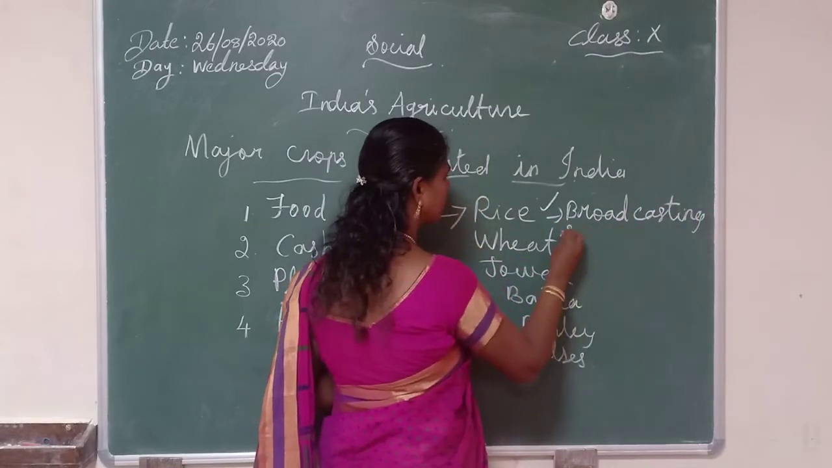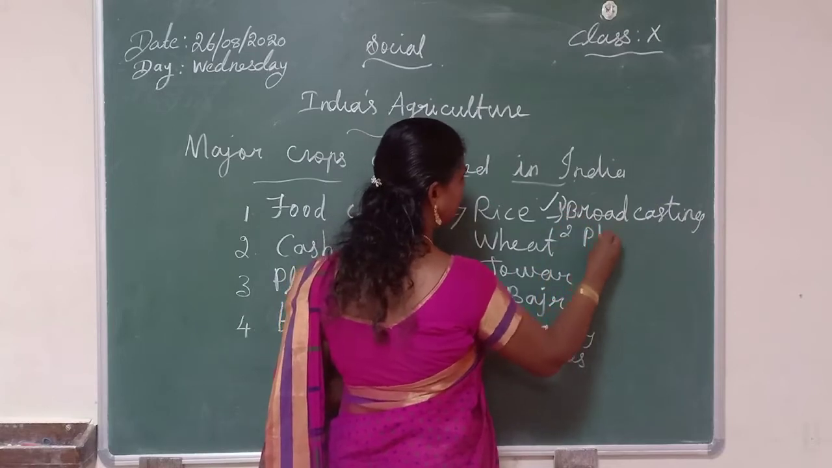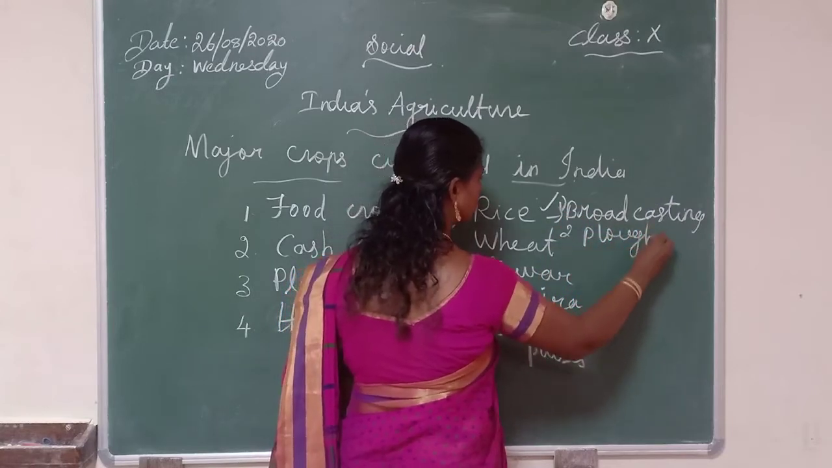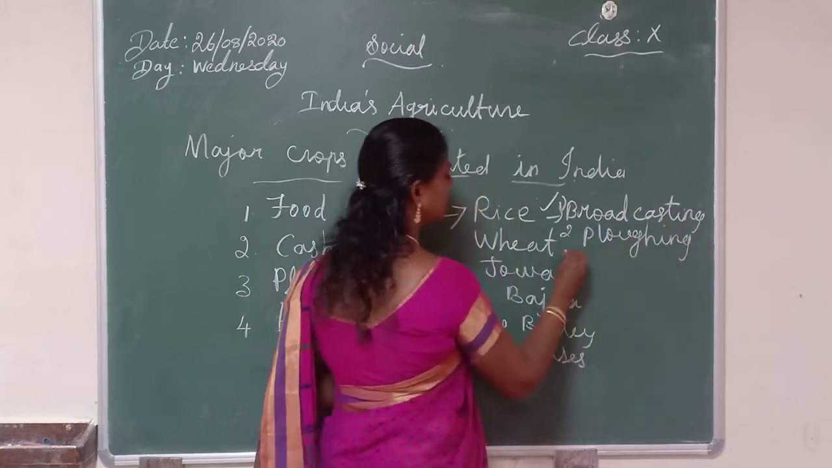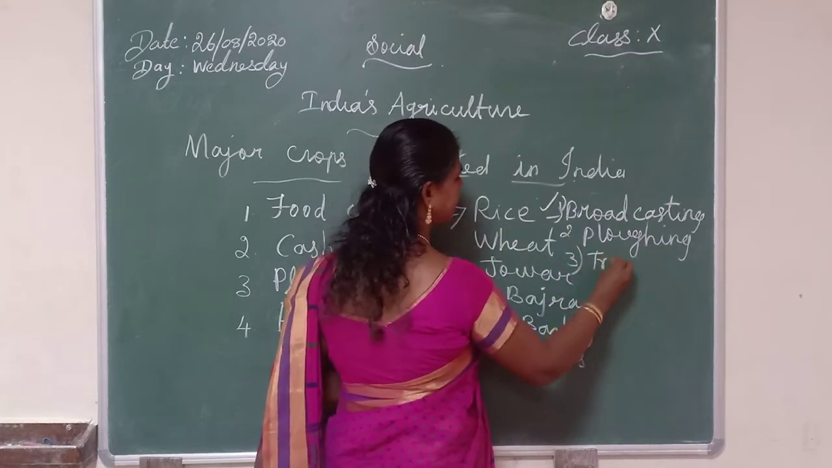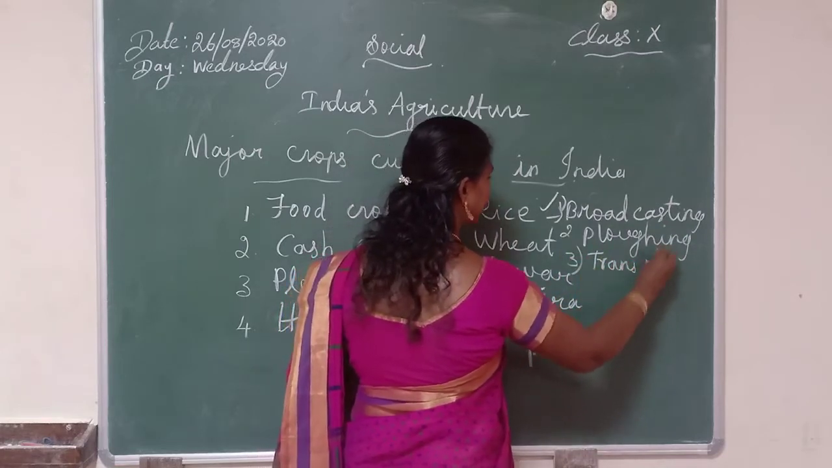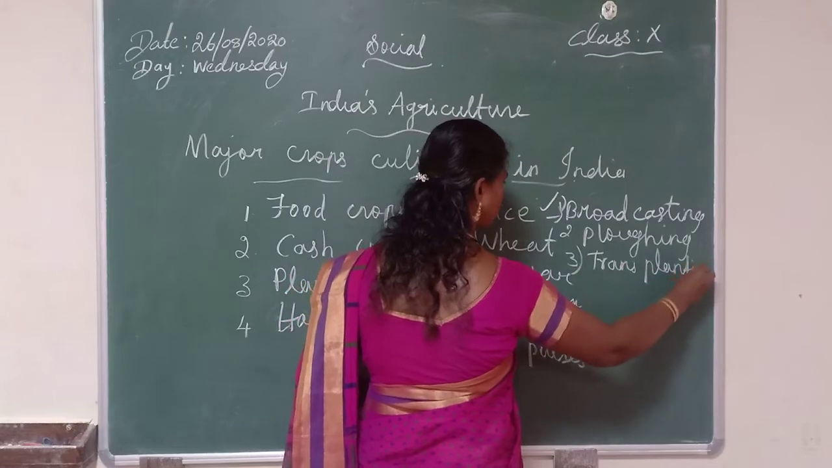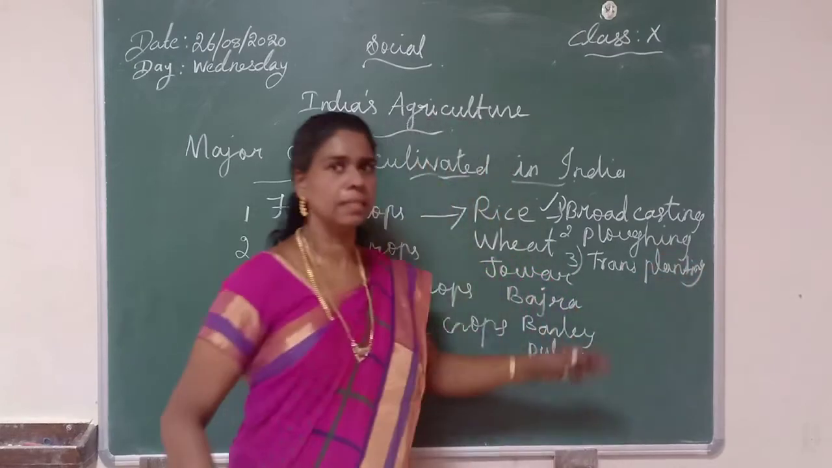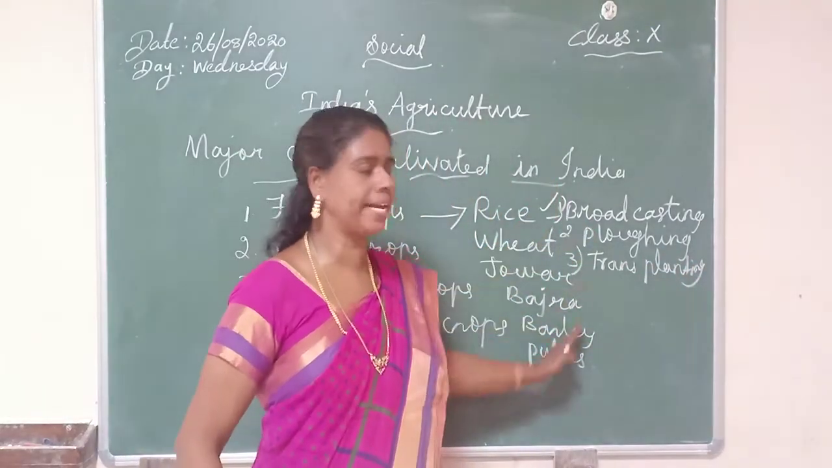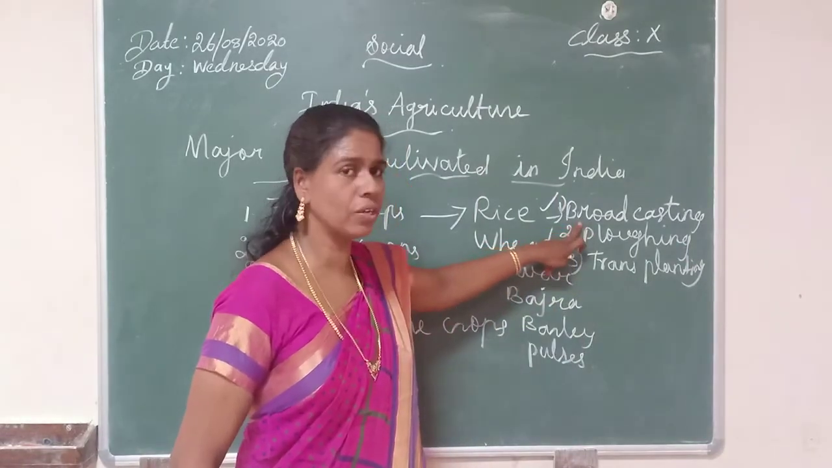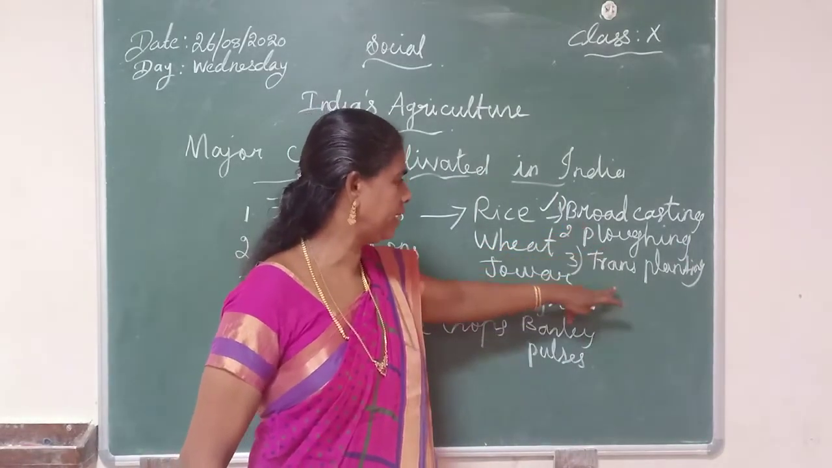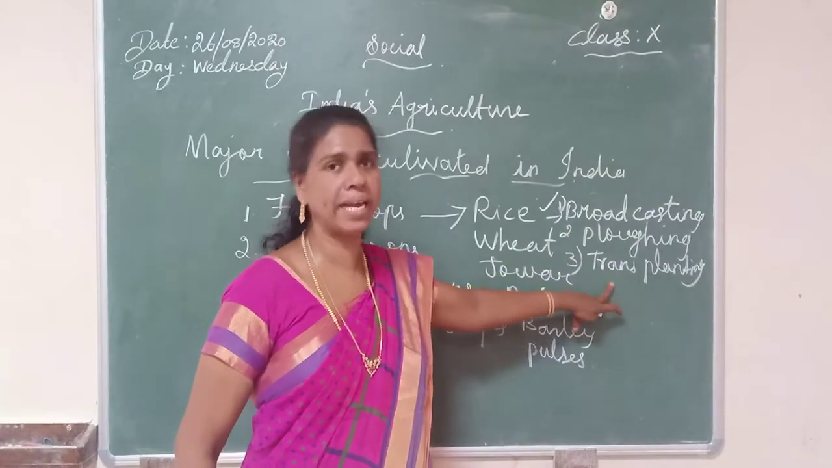The second one is flowering, and the third one is transplanting. Now listen here. The rice is sown in 3 ways. The first one is broadcasting, the second one is flowering, and the third one is transplanting.